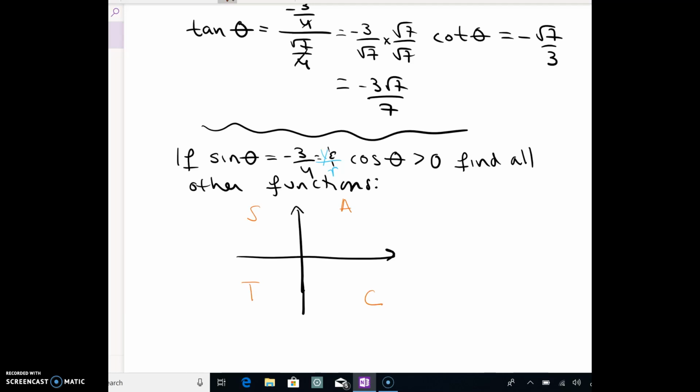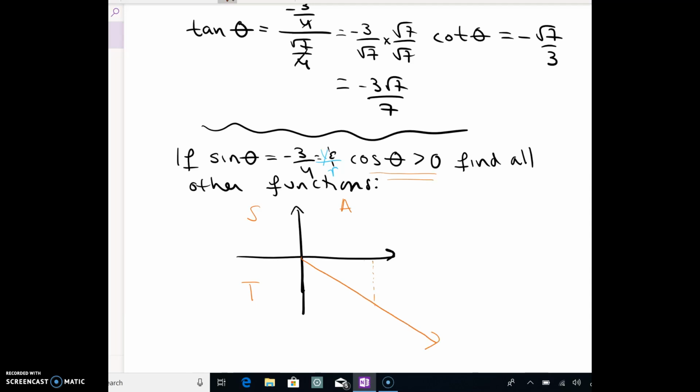Remember, in the first quadrant, they're all positive. In the second quadrant, sine's positive. In the third quadrant, tangent's positive. In the fourth quadrant, cosine's positive. So this is forcing us to be in the fourth quadrant because we know that sine is negative. So knowing that sine is negative, and we know that cosine's positive, the only quadrant it could be in is this one over here, the fourth quadrant. So we're going to sketch this angle in the fourth quadrant.